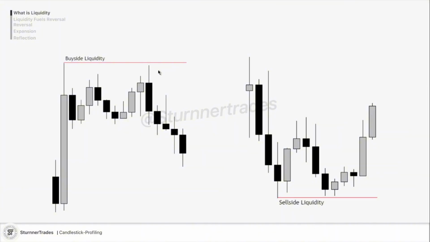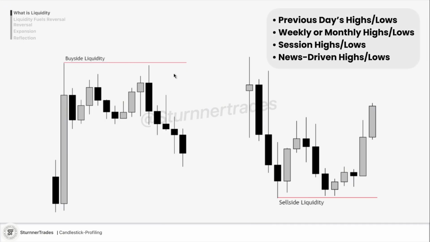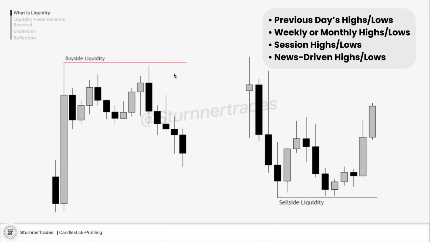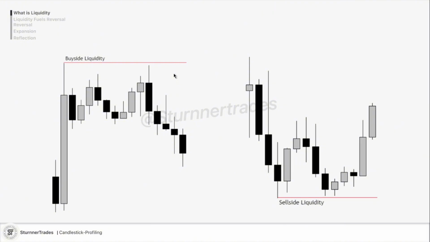Now, these liquidity zones show up in the market constantly in the form of previous day's highs and lows, previous week highs and lows, previous session highs and lows, news events, or what we call data highs and lows. We group all of this under the same term, which is old highs and lows. That is where liquidity hides, and that is where price often gets drawn before any real move begins. And once that liquidity gets taken, that is when the game really begins, and that's when the reversal comes.